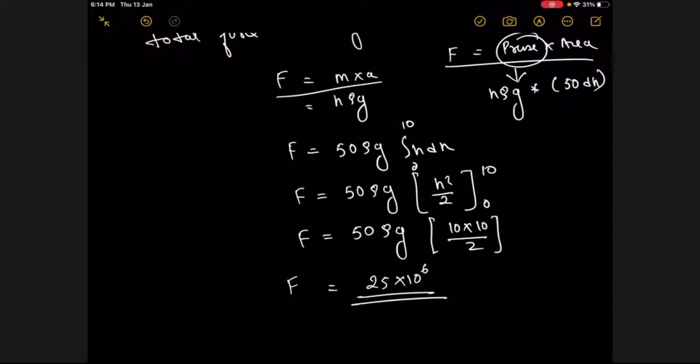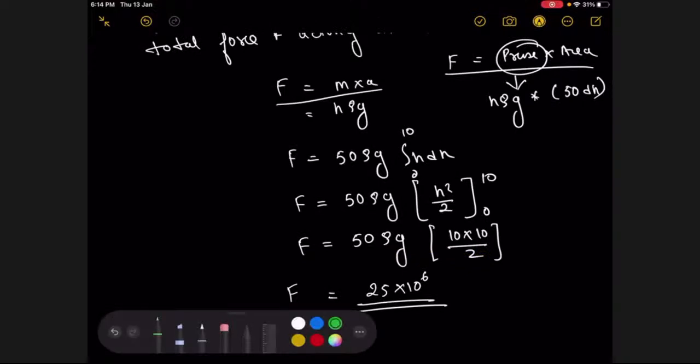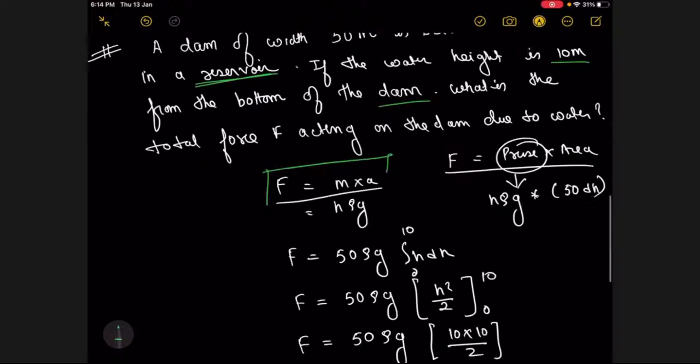Okay, so like this, there are questions from the static fluid. Here in the question, they have clearly mentioned that the height is 10 meter from the bottom of the dam, and it is a reservoir. So we know that in a reservoir, the fluid is not moving. From this, you should have an idea. So we will write both force formulas, and according to the data, we will calculate the force.